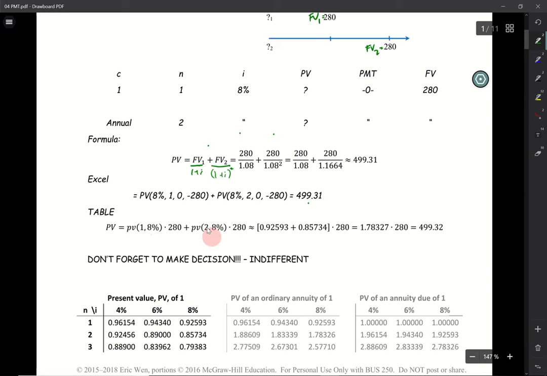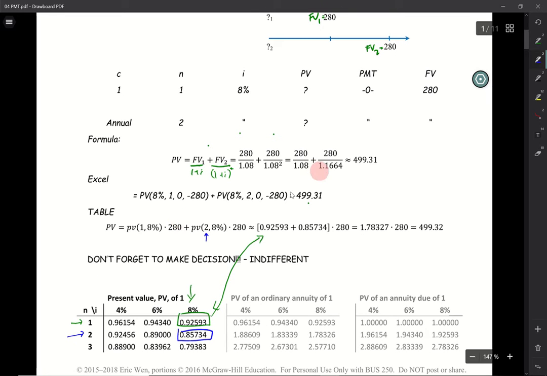And then the second factor would be where n is 2. And then what you do is you look them up. So it will be 1 and 8%. So the first one is over there. And then the second one would be 2 and 8%. So it would be 2 and the same 8%. So that will be this number.